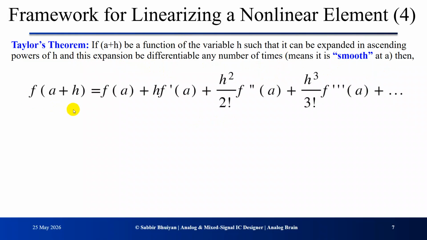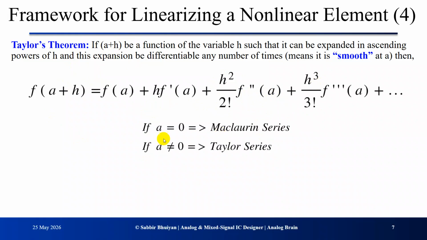Then f of a plus h is equal to f of a plus h f prime a. This f prime means one time differentiation of the function at point a. Plus h squared by 2 factorial f double prime a. This f double prime a means differentiating that function two times at that point a. Now if a is equal to 0, it's nothing but the Maclaurin series. If a is not equal to 0, it's the Taylor series.